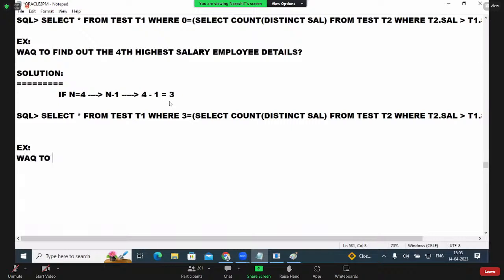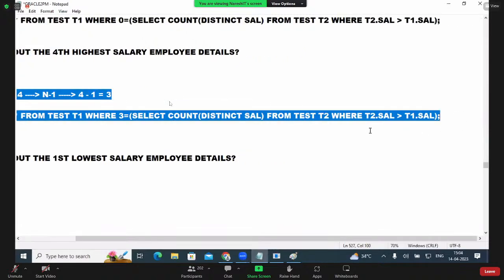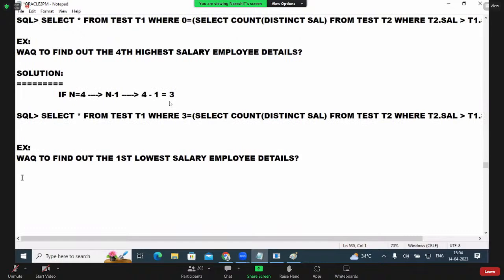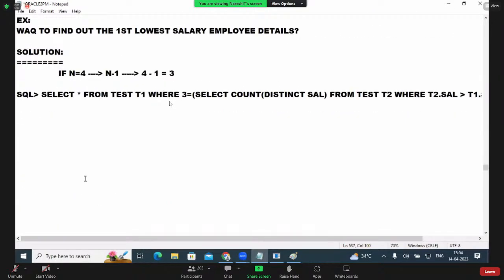Write a query to find out the first lowest salary employee details. So now tell me, what is your solution now? N value, how much? N value, how much here? N value 1. Very good.